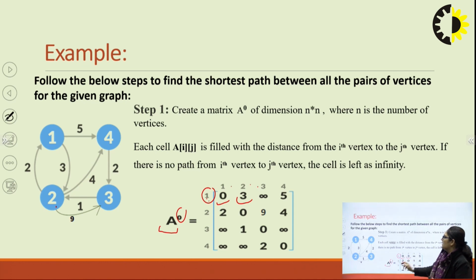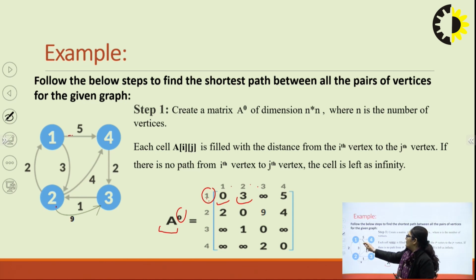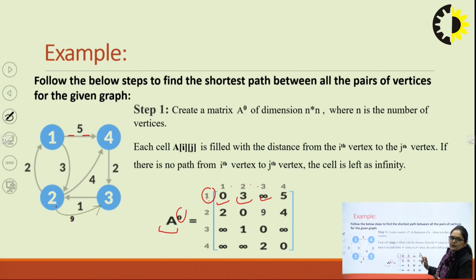Then 1 to 3, you can go from 1 to 3 through 4, but from 1 to 3 there is no direct edge. So here you will write infinity. So in matrix A0, you are entering the distances from the source node to the destination node if they are connected directly. We are considering the direct edge between the source and the destination node. This is A to the power 0, the initial matrix.